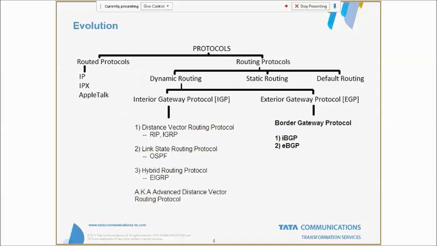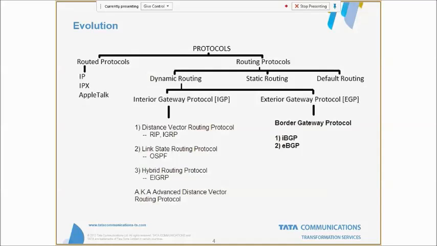So let's start with the introduction. This is the hierarchy of protocols, and let's have a closer look at dynamic routing due to time constraints. Dynamic routing is further classified into two: interior gateway protocol and exterior gateway protocol. The IGP is further classified into three types: distance vector, link state, and hybrid routing protocol, aka advanced distance vector routing protocol. On the other hand, we have EGP, which is classified into BGP.